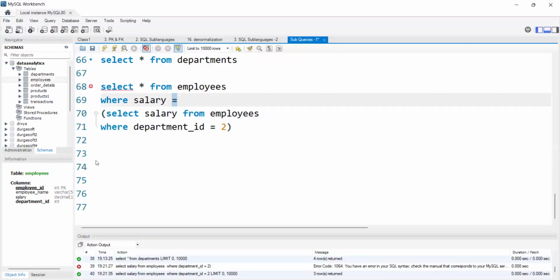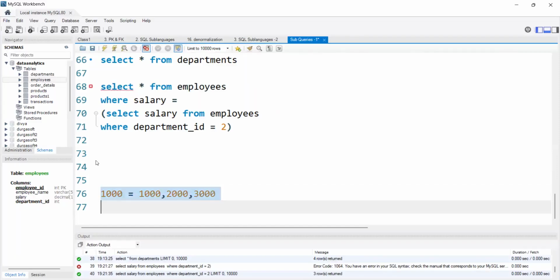How it will be like, suppose I'm trying to see the employee salary here. Suppose the first employee salary is 1000. I'm saying equals to, but I'm not getting one value, maybe I'm getting 1000, 2000, 3000. I really cannot perform the comparison operator with multiple values. If my output is only one value, I can use the equals to symbol. As we are getting multiple values as output, we are not supposed to use the equals to symbol.